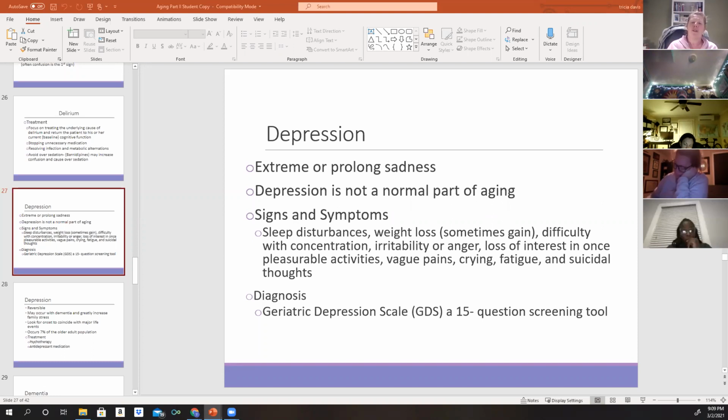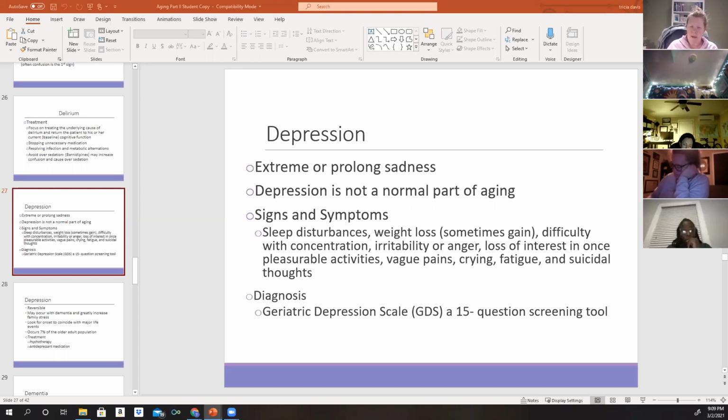Sometimes depression will cause pain. So they might complain of vague pains. Maybe they're tired all the time. They could cry a lot. They may be very fragile when you're talking to them. Sometimes they might have suicidal thoughts or a preoccupation with death. So really all the things that we just talked about are all the things that we've seen related to other issues. So you can see why it would be hard to diagnose depression.